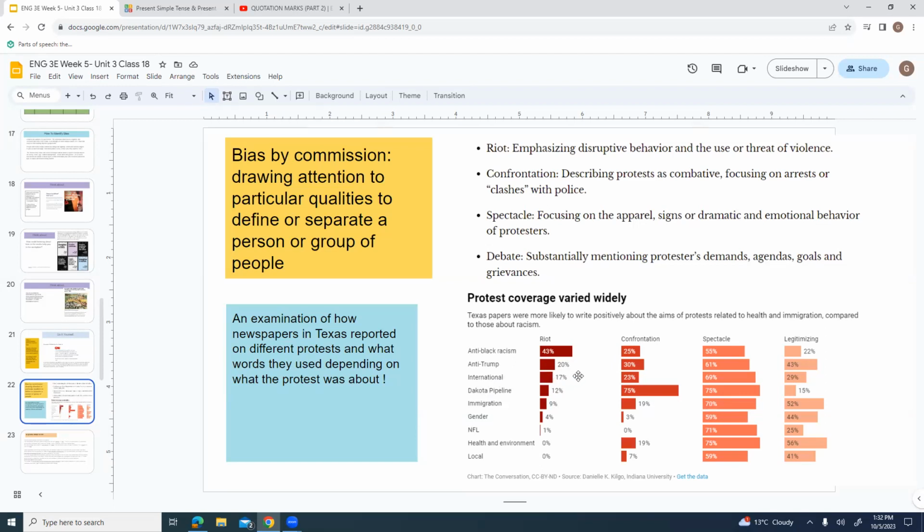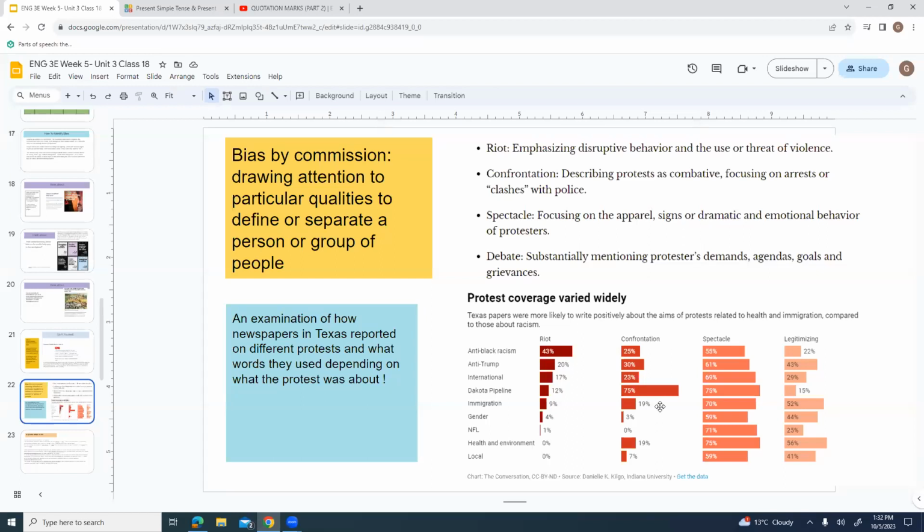International protests. Riot was used only 17% of the time. Confrontation 23% of the time. Spectacle 69% of the time. And then legitimizing 29% of the time. The Dakota pipeline. 12% of the time they were talking about things in riot terms, 75% of the time confrontation terms, 75% of the time spectacle, and only 15% of the time were they talking about it in a legitimizing way. Immigration, riot only used 9% of the time, which is pretty good actually.